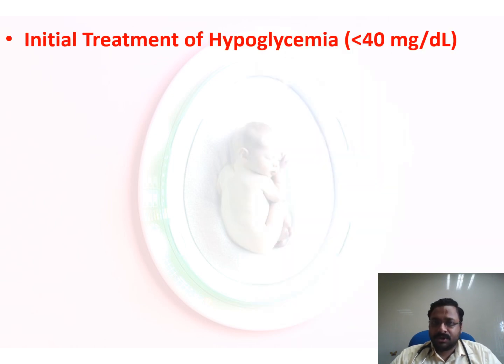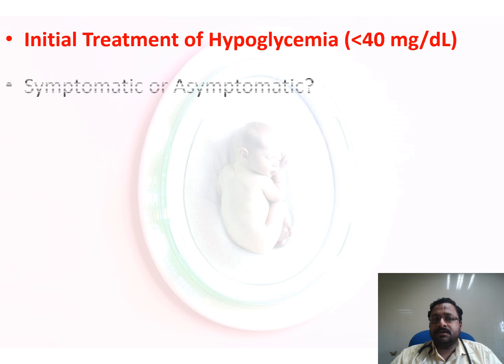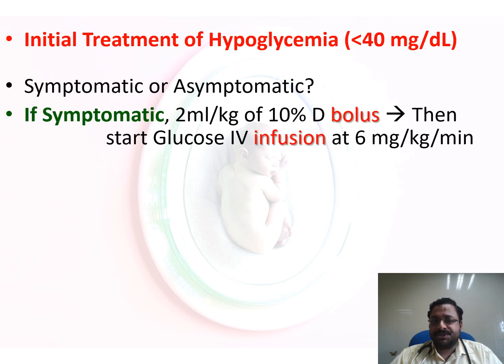Initial treatment of hypoglycemia: it is important to categorize the newborns as symptomatic and asymptomatic. If baby is symptomatic, including seizures, we give an initial bolus of 2 ml per kg of 10% dextrose, that is followed by a glucose infusion rate of 6 milligram per kilogram per minute.